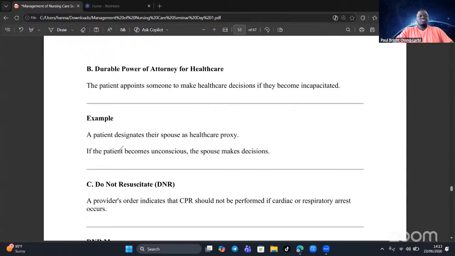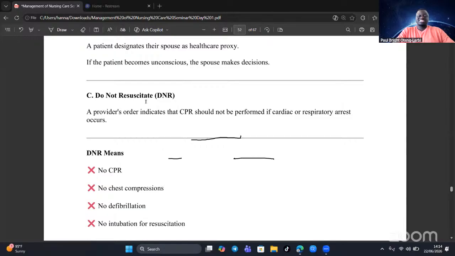So a patient designates their spouse as healthcare proxy or power of attorney. If the patient becomes unconscious, the spouse makes the decision. Simple. The spouse will come to the hospital with the power of attorney card or a letter from the court, and there's nothing the nurse can do. Then another type is the do not resuscitate. The do not resuscitate order goes for CPR.